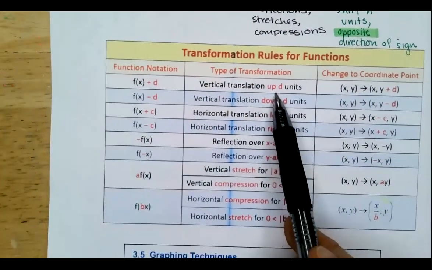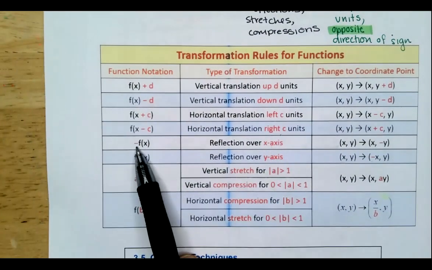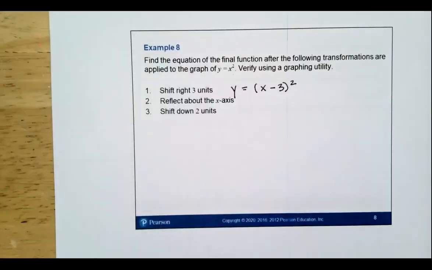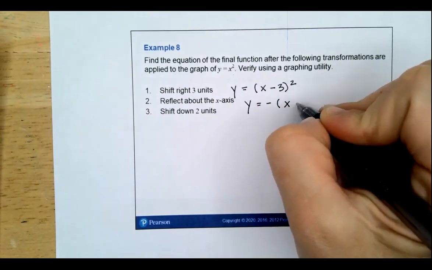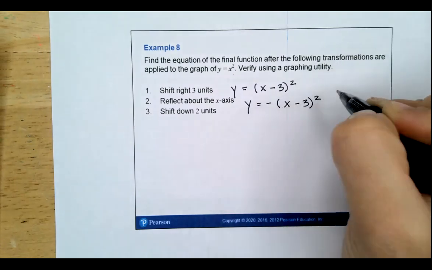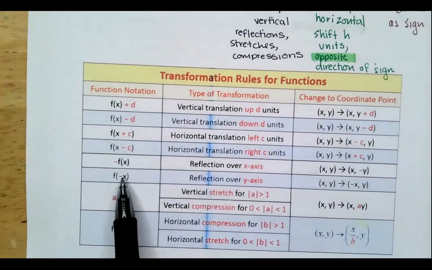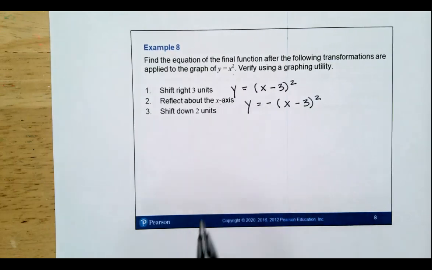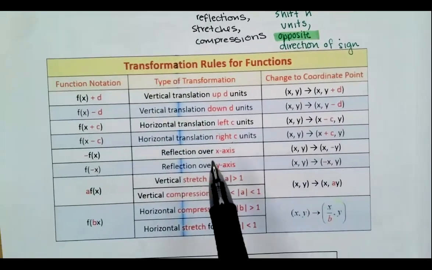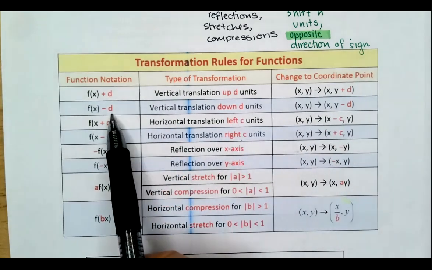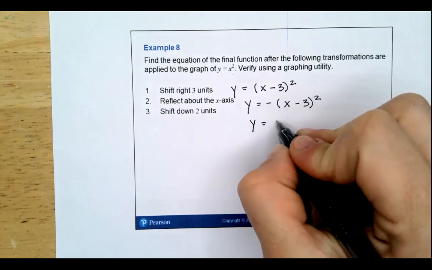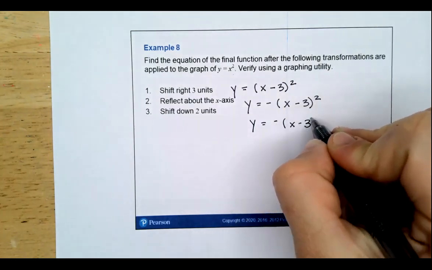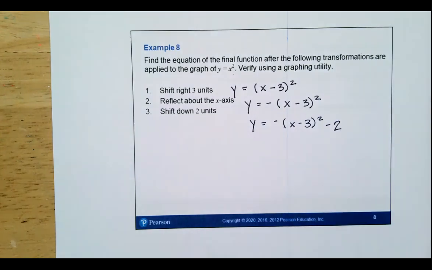Look for reflected about the x-axis. Reflected over the x-axis means I turn the whole thing negative, okay? So that's now y equals negative, outside the parentheses, (x minus 3) squared. If it was reflected on the y-axis, the negative would just be with the x. We want it outside the parentheses because it's the x-axis. Shifted down 2 units. Down 2 units means we subtract 2 outside the parentheses. y equals negative (x minus 3) squared minus 2.